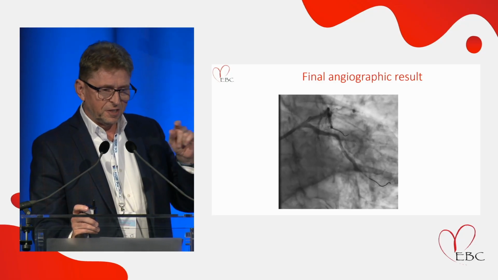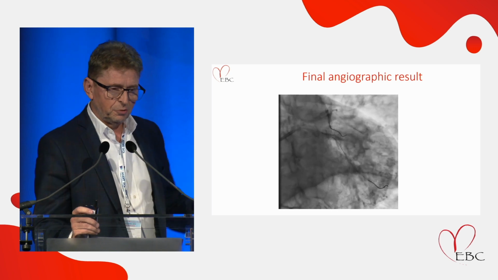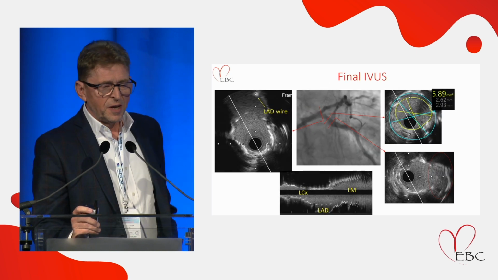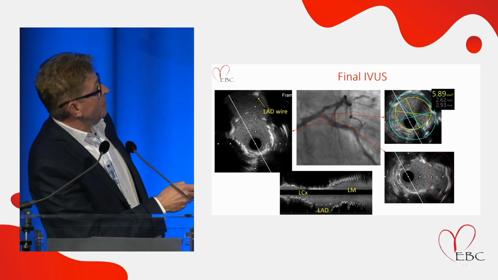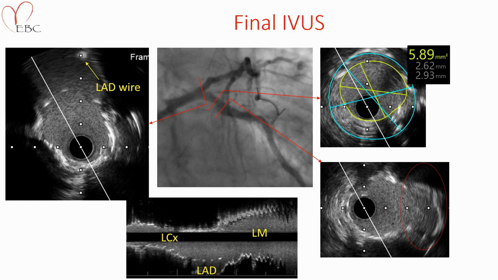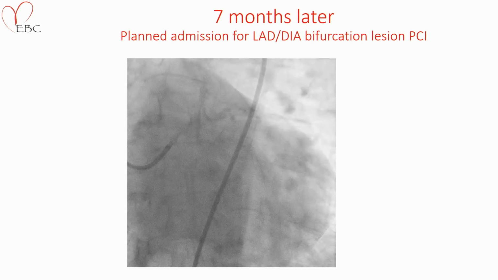You see this funny dissection covered by the stent. You will see it on the IVUS as well. And I'm showing you the IVUS because you clearly see that there is some struts covering the ostium of the LAD coming from the circ. So this is something that we don't want to have, but it happened that it was like that.